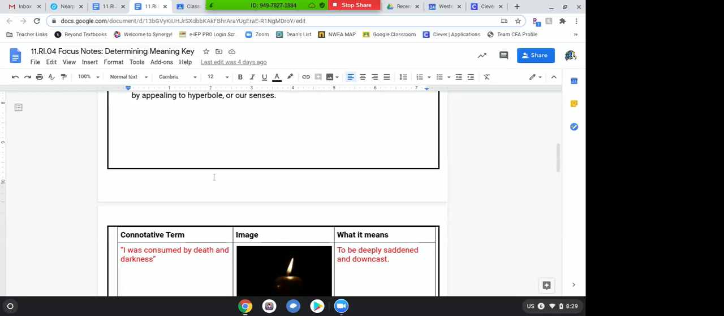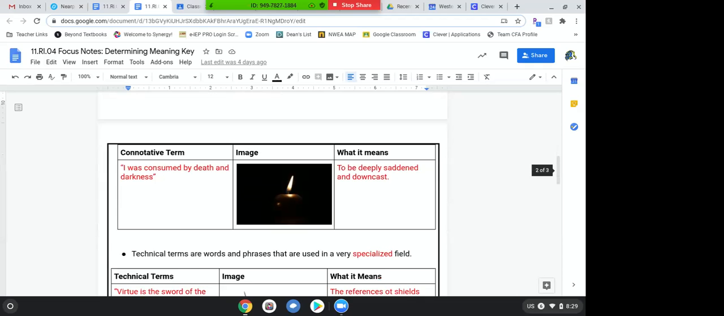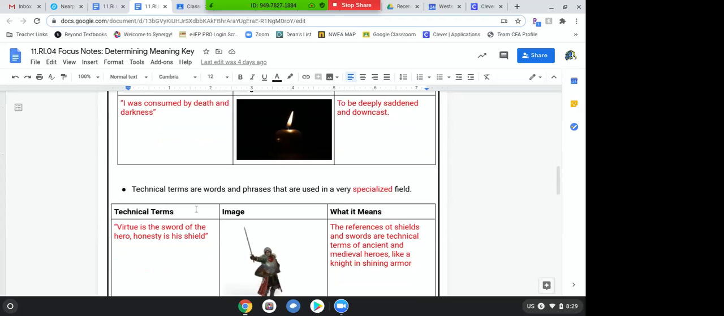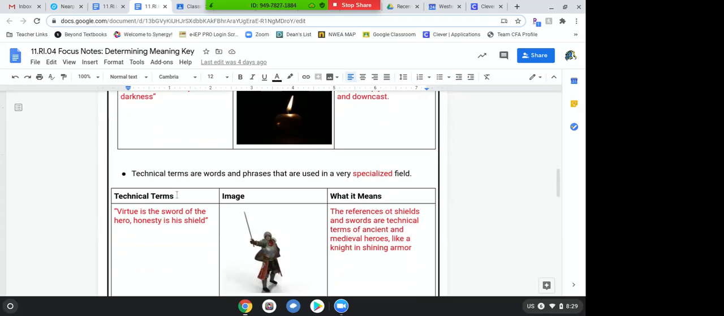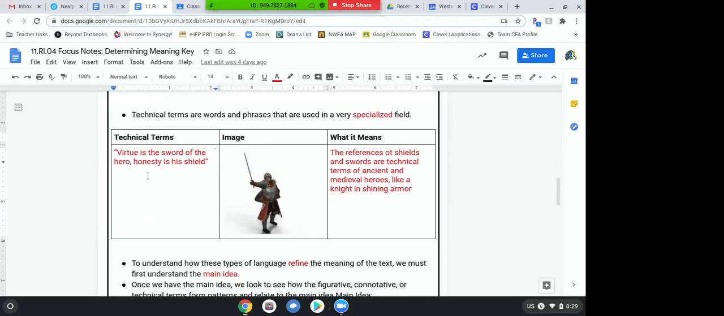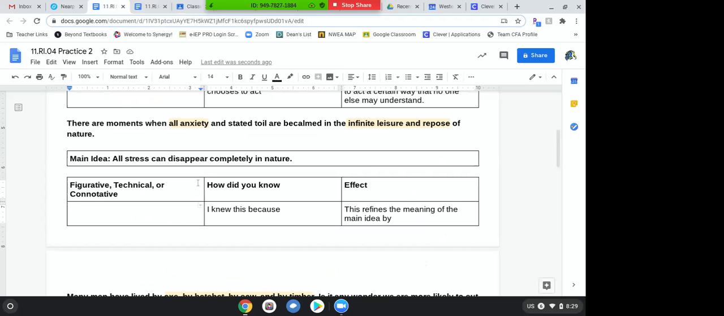Not as much sensory appeal, but definitely some, just with the idea of the woods. Like if somebody says the woods, you can picture it pretty solidly in your head. You can imagine the scent of trees and the coolness of the weather. So there's some sensory appeal. Technical terms, again, I'm not seeing a whole lot of evidence of anything technical in that quote. So the best answer is going to be connotative.